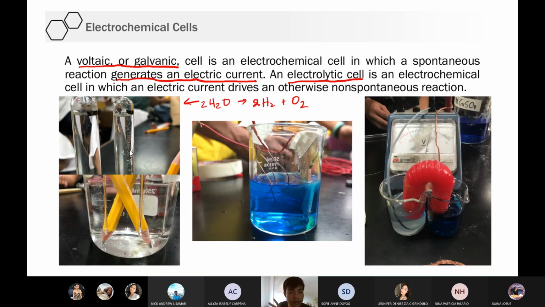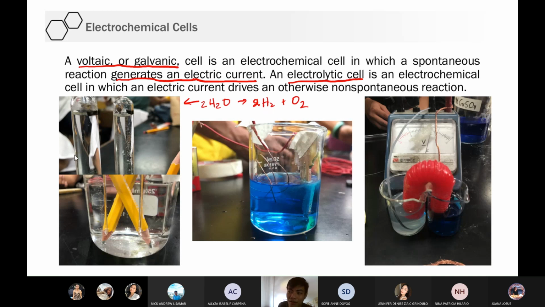Since your battery provides electricity sa setup, magiging possible tong reaction na to. Yung water mag-split siya into gases, hydrogen gas and oxygen gas. That's called hydrolysis. Okay. And then you can collect the gases. Pwede mo kolektahin yon sa isang beaker, sa test tube. And sabi ko sa students ko, hydrogen gas is flammable. So hulaan nyo ginawa namin.